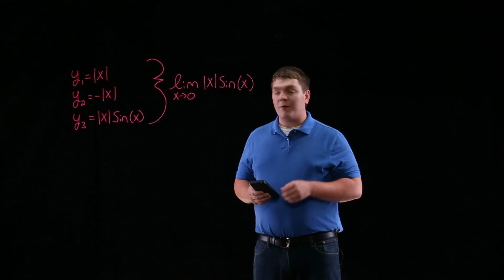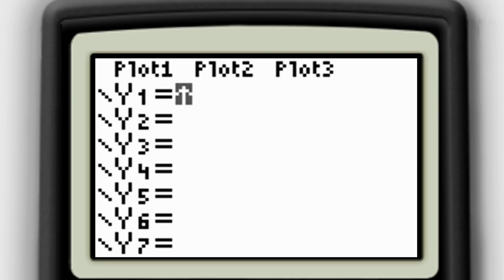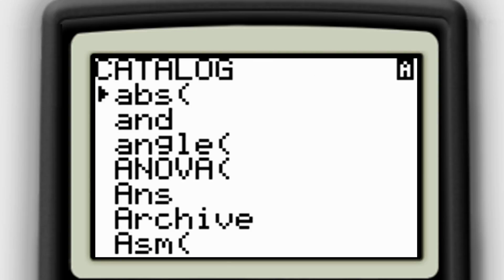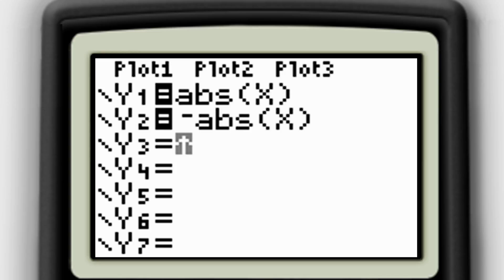So let's go ahead and graph these three functions in the same window. We'll let y1 be the absolute value of x, y2 be negative absolute value of x, and y3 be the absolute value of x times sine of x.